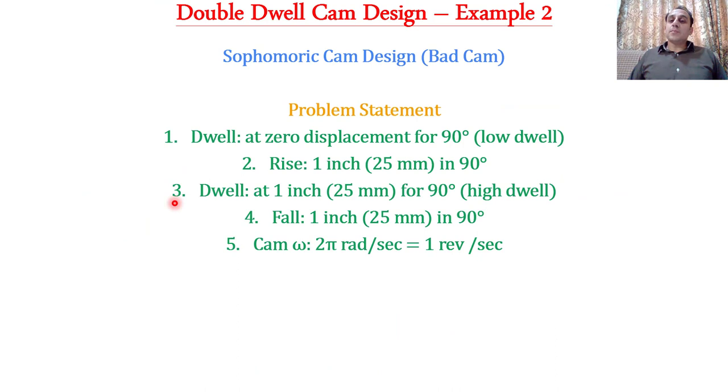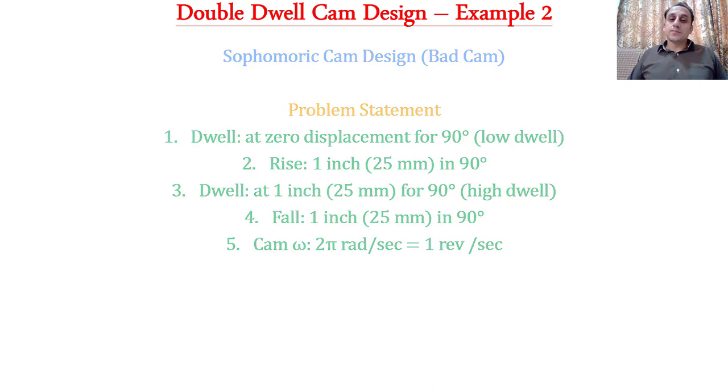Okay, so now that is example number two. The problem statement is the same, but now, instead of using a straight line function, we will use this simple harmonic function to design the cam, and then we will see the SVAJ diagram. On the basis of the fundamental law of cam design, we will decide whether the cam designed using that simple harmonic motion is acceptable or not. Here it is mentioned it's a bad cam, which means that cam design will also not be acceptable, but we need to analyze why this second cam design is also rejected.